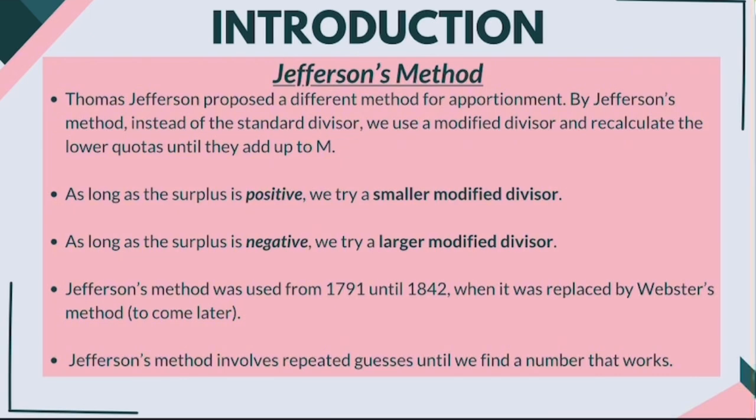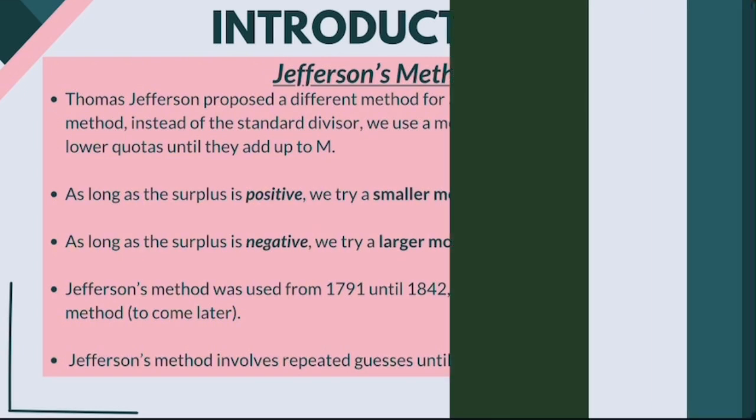As long as the surplus is negative, we try a larger modified divisor. It has been said that Jefferson's method was used from 1791 until 1842, when it was replaced by Webster's method, which came later. Jefferson's method involves repeated guesses until we find a number that works.